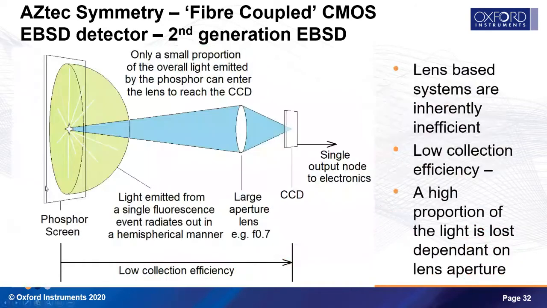We see that we've got very low collection efficiency because of all the light that's emitted. We only see a tiny proportion of it, even when we use very exotic lenses like an f/0.7. And in that last generation of detector, we actually had specialized lenses designed and made to achieve these very low f numbers. But even so, the improvement in the collection efficiency was really quite minor.